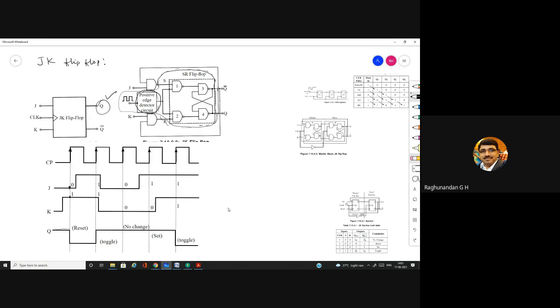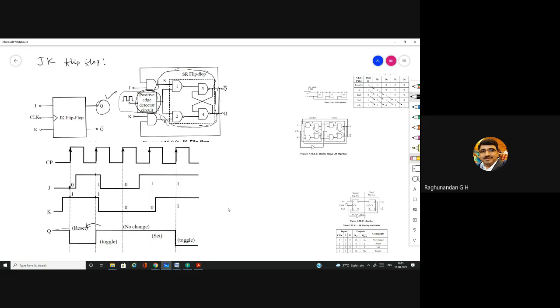In the next rising edge, again it is going to check the values of J and K. You can observe here J is equal to 1, K is equal to 1. So according to the truth table, as we know, when both J and K are equal to 1, it enters the toggle state. So it is going to look into the previous state. Previous state is 0, so now it goes to 1 automatically.